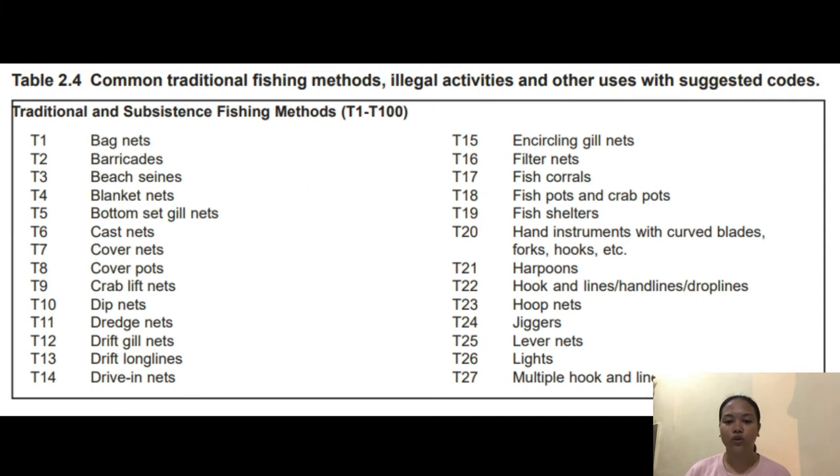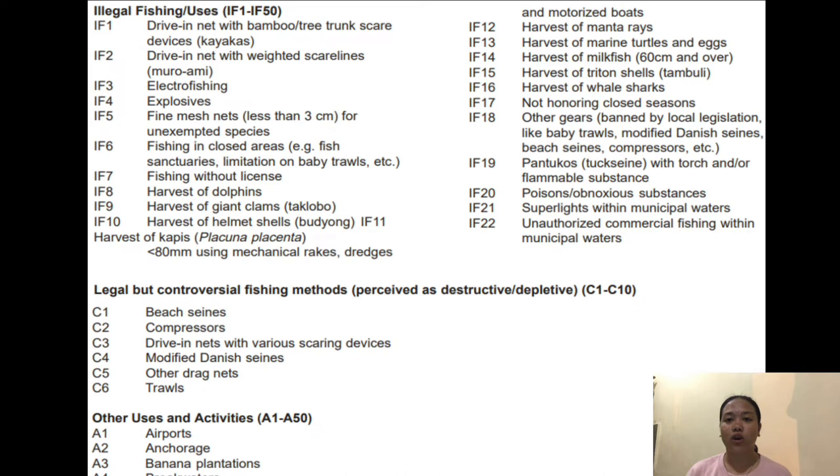It also shows the traditional way of legal fishing, such as bag nets and cover nets, and also includes the illegal fishing that can destroy our marine resources, like explosives and electrofishing. Other activities include fish pens, fish cages, and mangrove plantations.